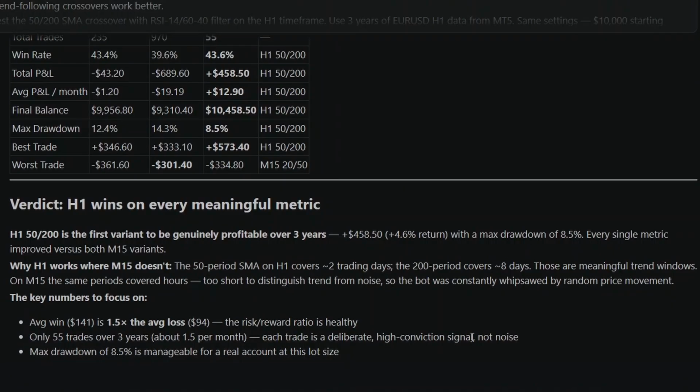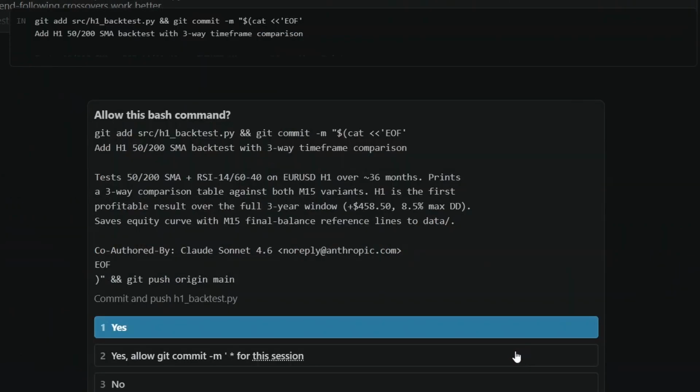But Claude also flagged something important: 8.5% max drawdown. That's close to the 10% limit for most prop firm challenges, and only 1.5 trades per month. Most prop firms require a minimum number of active trading days. This strategy works, but it's not prop firm ready yet. That's episode 10. Code pushed to GitHub as always.